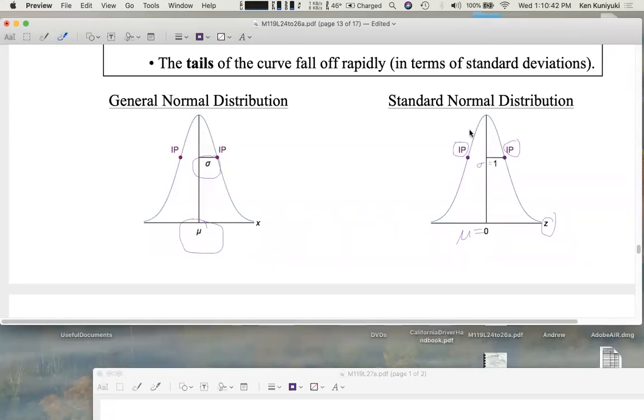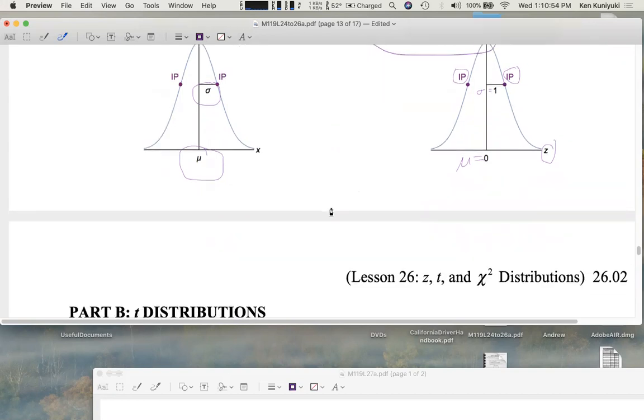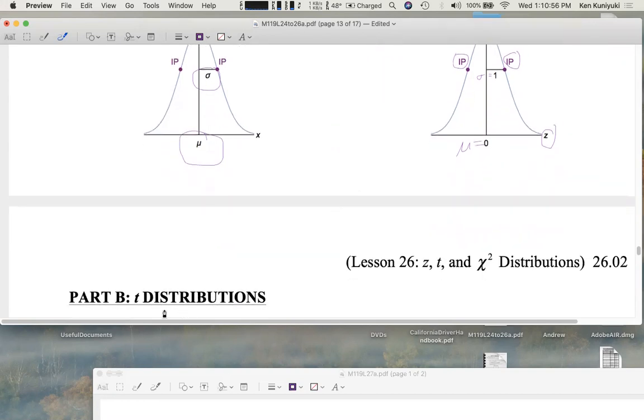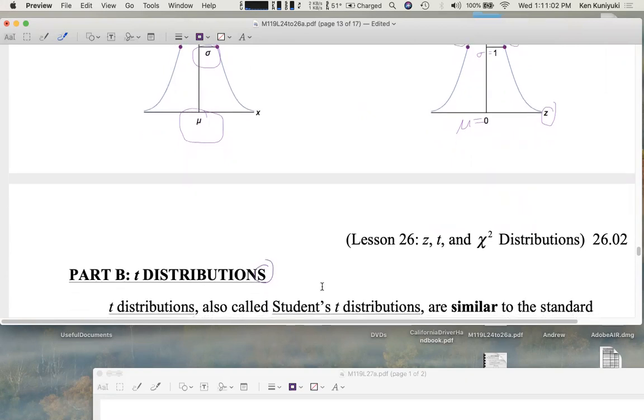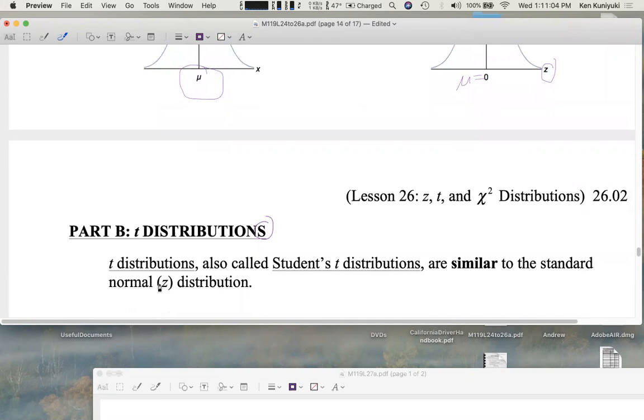Hi, everyone. So we reviewed the standard normal or Z distribution. Z-scores are used more generally, but when we talk about the Z distribution, we're referring to the standard normal. Now, we're going to talk about the T distributions, plural, because there are many of these, infinitely many of these. The T distributions are also called Student's T distributions.